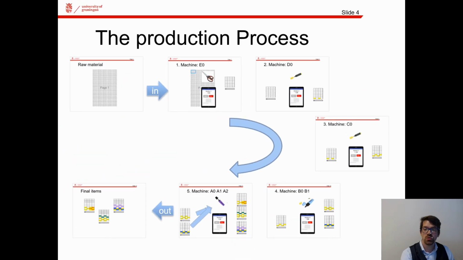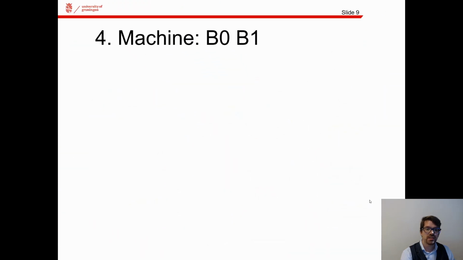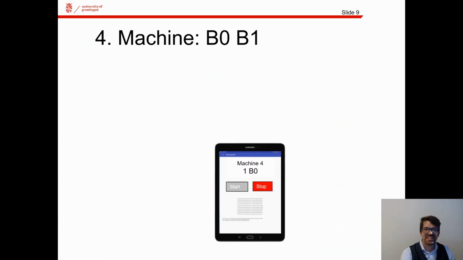Now we can go to the next machine. The next machine is machine 4. This part is perhaps more tricky because machine 4 has the ability to produce B0 or B1. And you have to be careful because it's displayed on the mobile device what you are going to produce. So in this case, we are producing at machine 4 one time item B0.